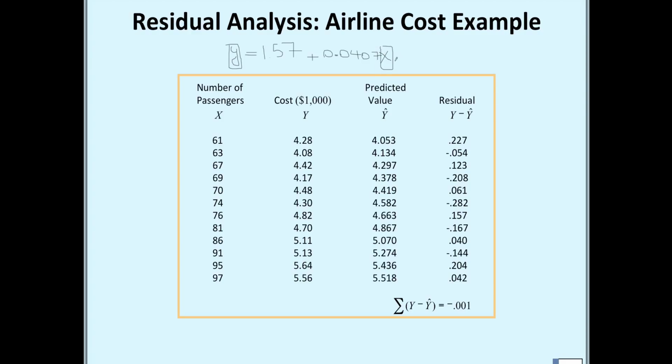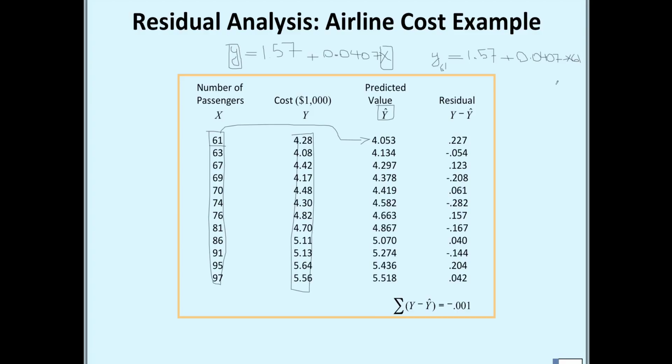So let's see how we can find the residuals. This is our original data. This is our number of passengers. This is the actual cost, that is y, actual cost. So let's see what we predicted. Let's see what our prediction is for 61. In order to find the prediction for 61, you just replace it in the formula you have. So y at 61 would be 1.57 plus 0.0407 times 61.